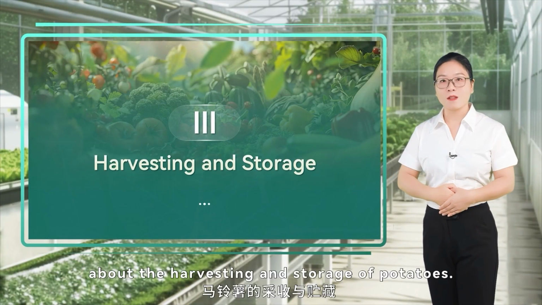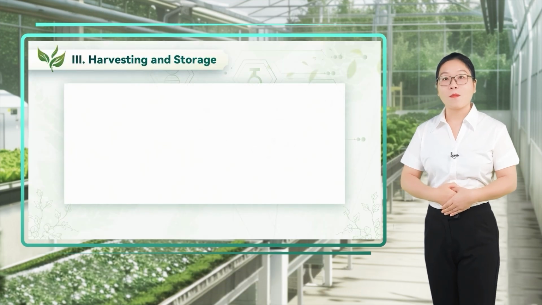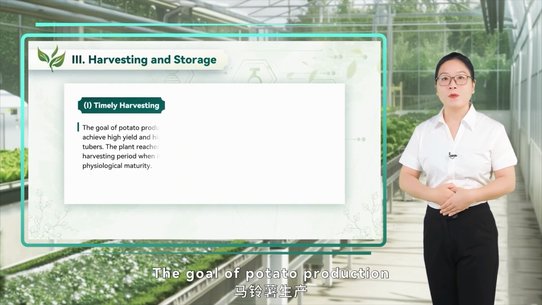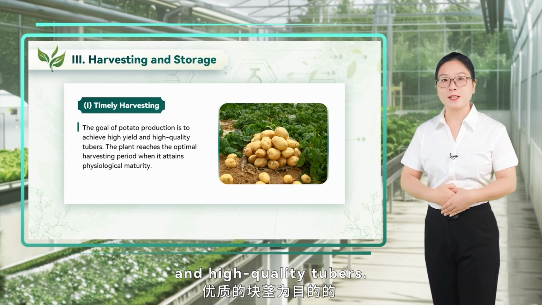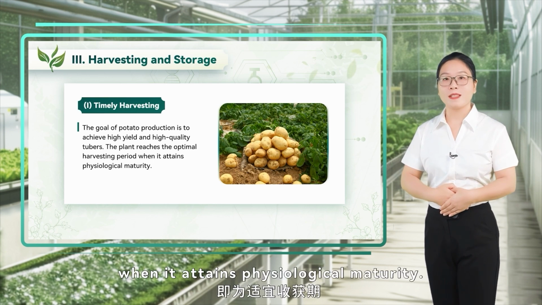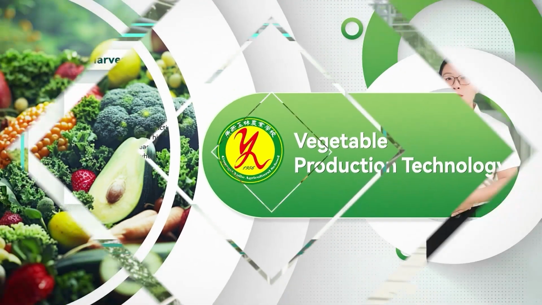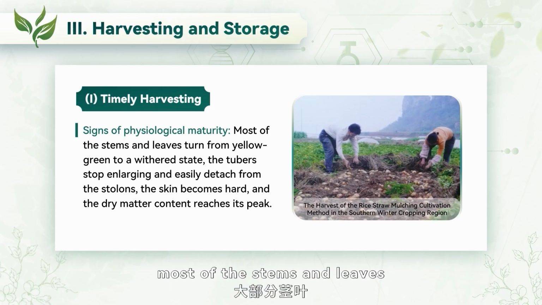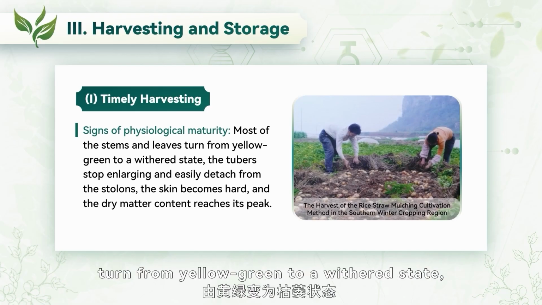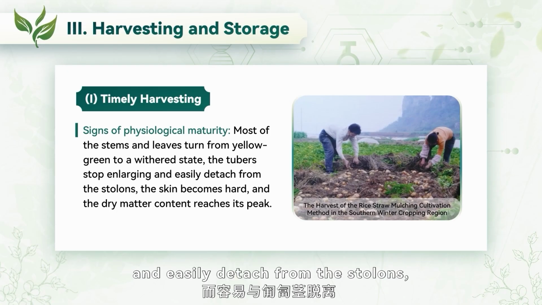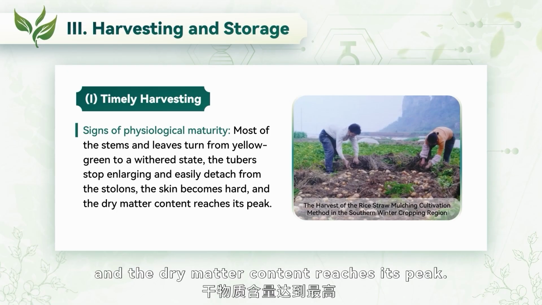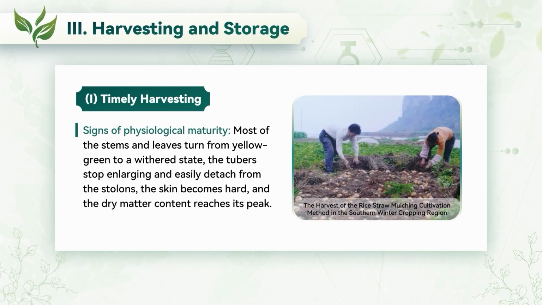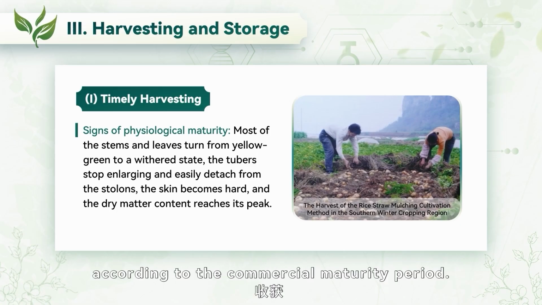Next, let's learn about the harvesting and storage of potatoes. 1. Timely harvesting. The goal of potato production is to achieve high yield and high-quality tubers. The plant reaches the optimal harvesting period when it attains physiological maturity. The signs of physiological maturity are: most of the stems and leaves turn from yellow-green to a withered state, the tubers stop enlarging and easily detach from the stolons, the skin becomes hard, and the dry matter content reaches its peak. To hit the market early, harvesting can be done according to the commercial maturity period.